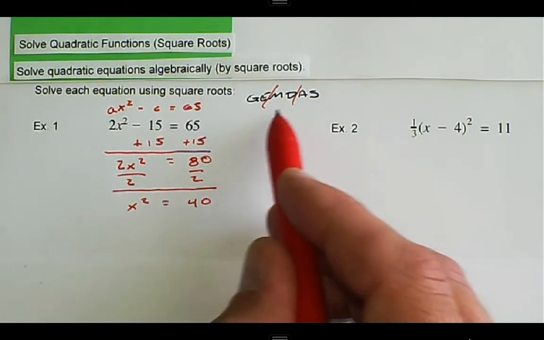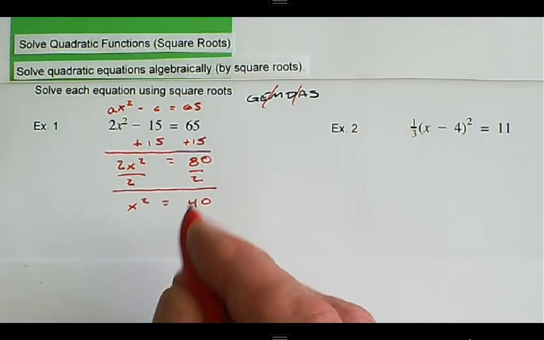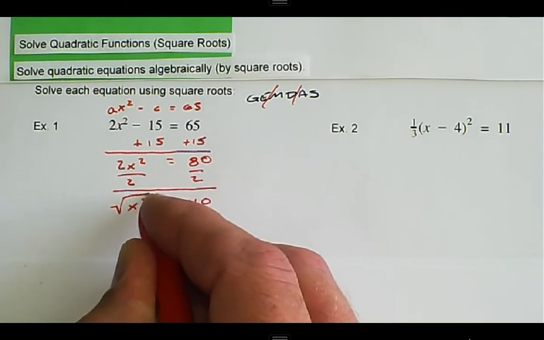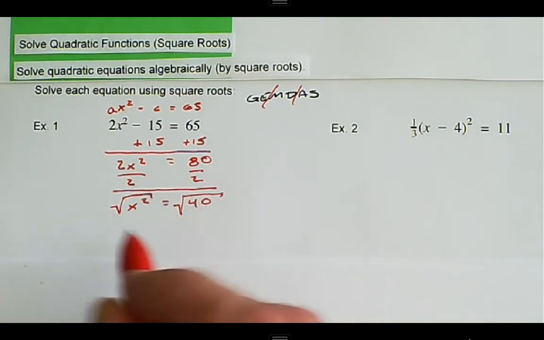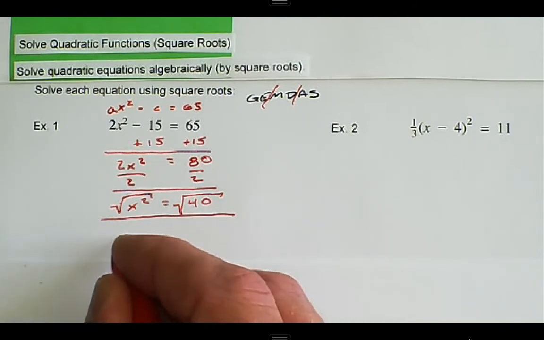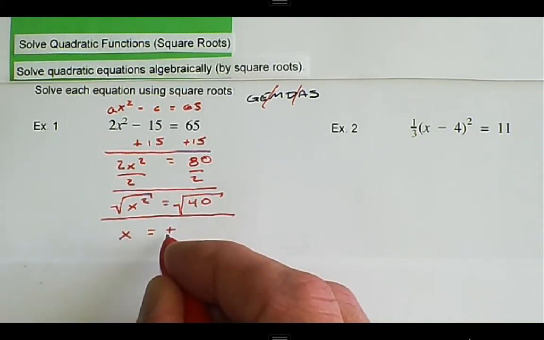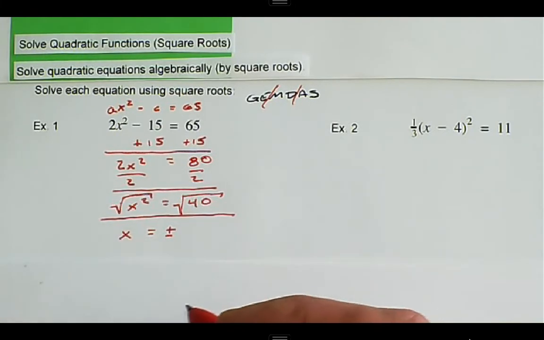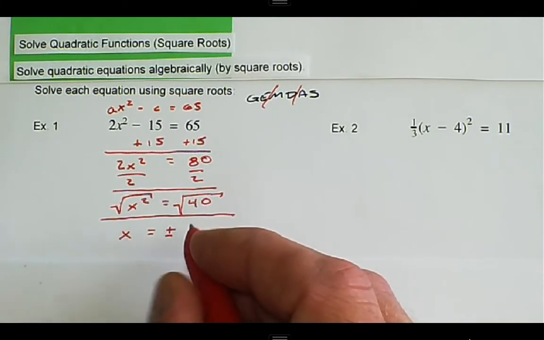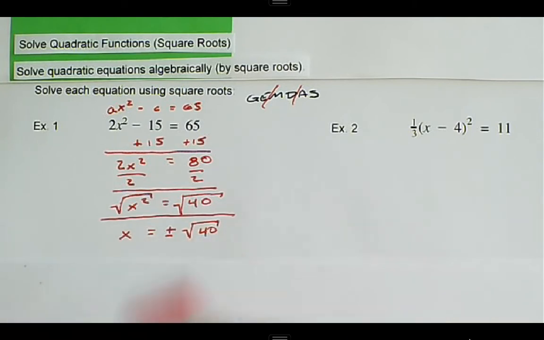Now, we don't have any more addition and subtraction. We don't have any multiplication and division. At this point, we can take the square root of both sides. And the square root is the inverse of the square. And so we get x alone on the left side. But anytime we take the square root, we have to consider plus or minus, because there can be two solutions. So plus or minus the square root of 40. And then we can simplify this radical here.